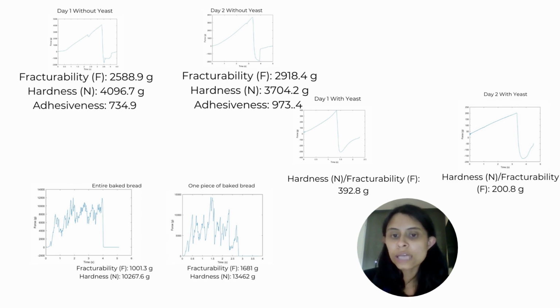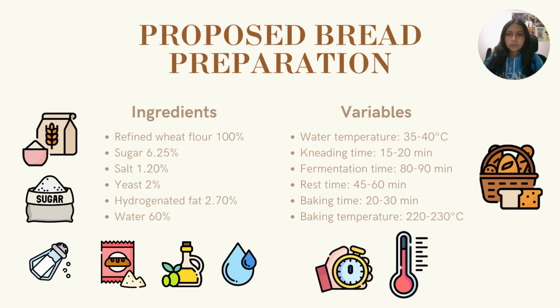And finally, adhesiveness is the work necessary to overcome the force of attraction between the product to be analyzed and the contact surface. This is the area under the curve of the first negative peak. The adhesiveness of the dough on day 2 without yeast was greater. This is because there was more fermentation time and the elasticity increased. The values of cohesiveness, spreadability, gumminess, chewiness, and resilience could not be calculated.